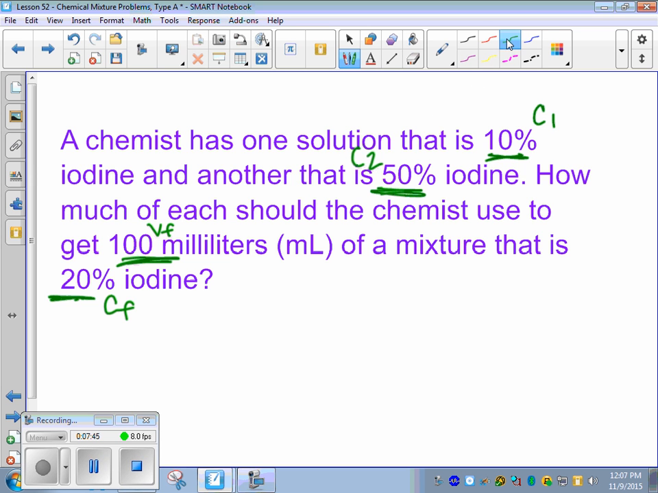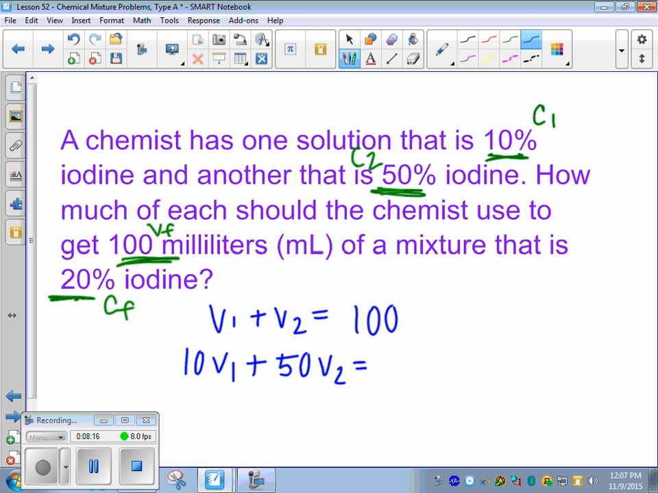Now we're just going to plug everything into our system of equations. So our first equation is always just the volumes, and we don't know either of the volumes. So we're going to have V1 plus V2 equals our final volume, which is 100. Now I have to multiply together our volumes and our concentration. So our first concentration we labeled as the 10%, so we're going to have 10 V1 plus our second concentration, which was 50 V2, equals our final concentration times our final volume. We have to multiply those guys together. So 20 times 100, don't forget that step.